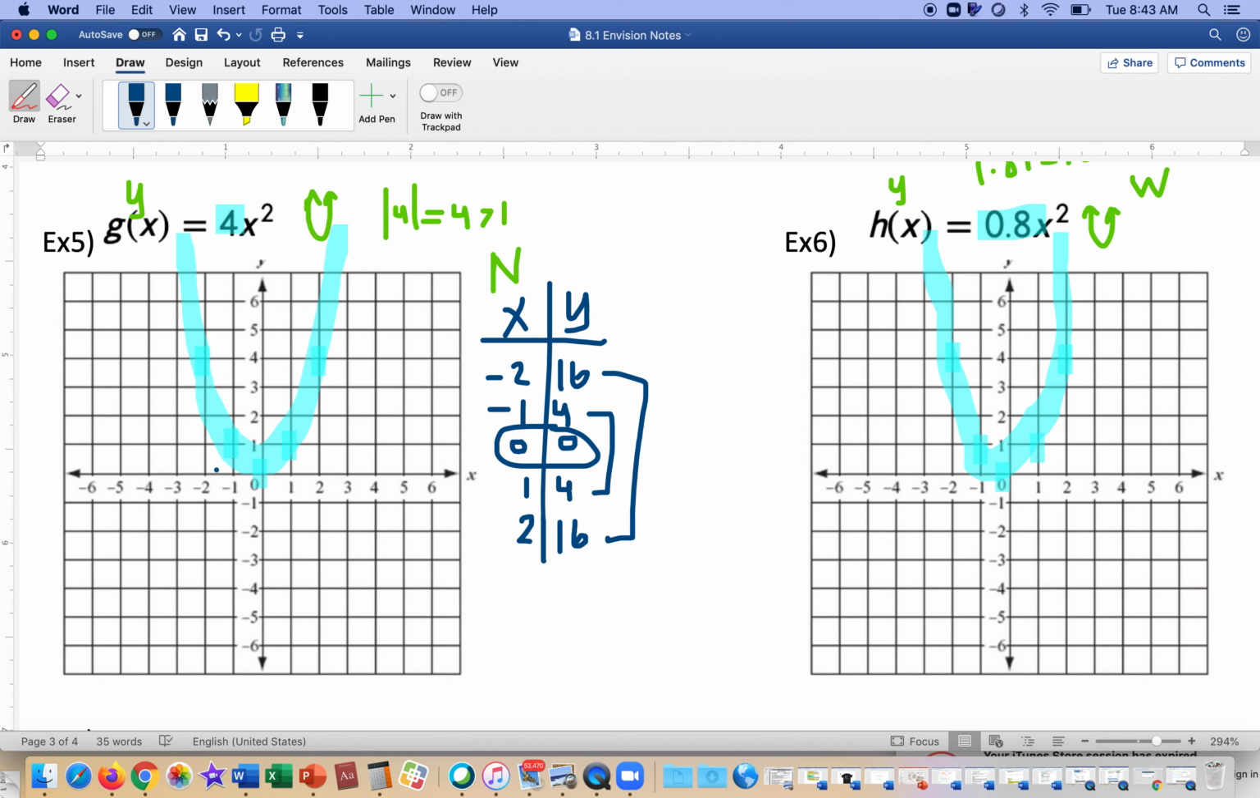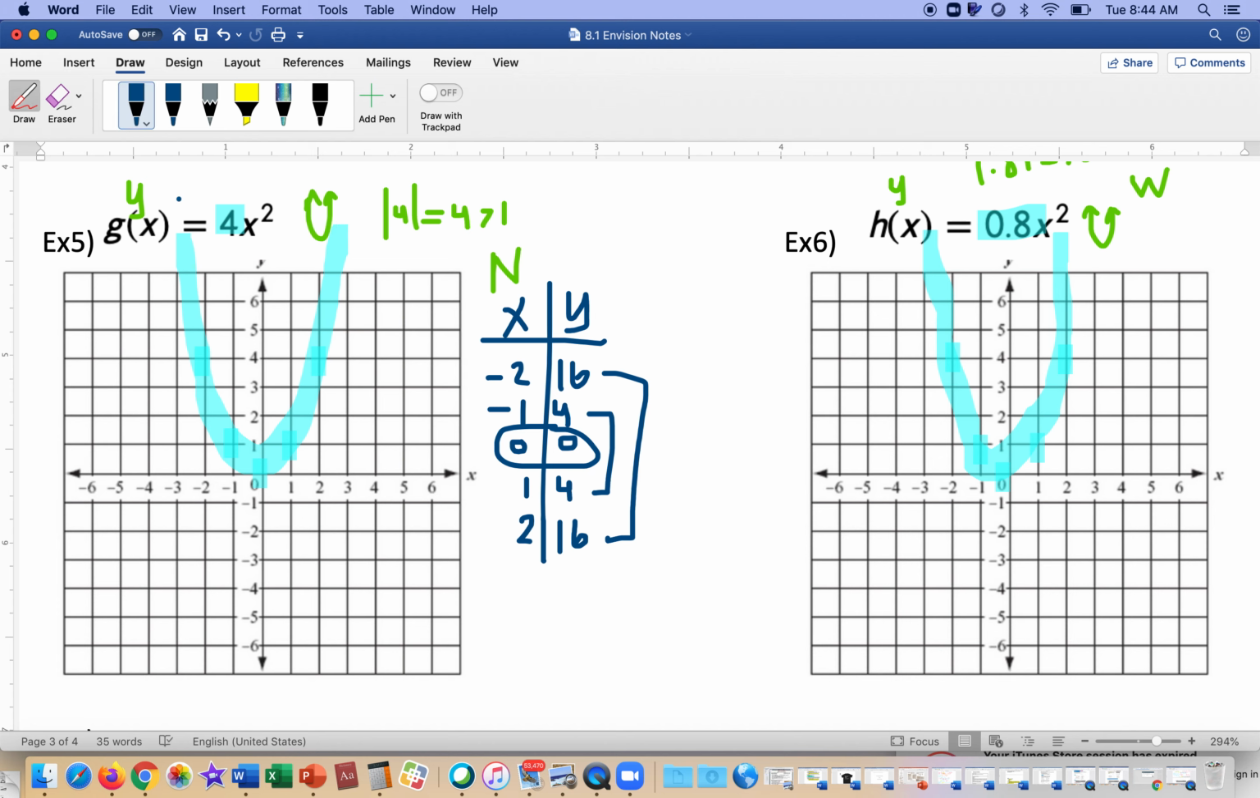So we have -2, 16. When we go down here, no, that's not really drawn to scale. And 2, 16. Then we have -1, oops, I did that wrong, sorry. So let me erase that. And you know why I knew that that was wrong? Because I knew it should open upwards. So it's how you self-check.